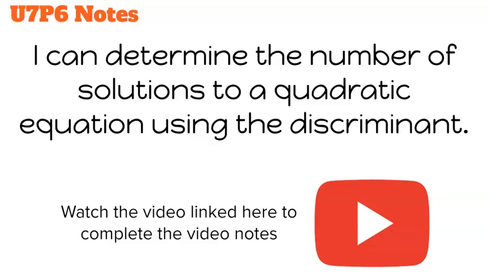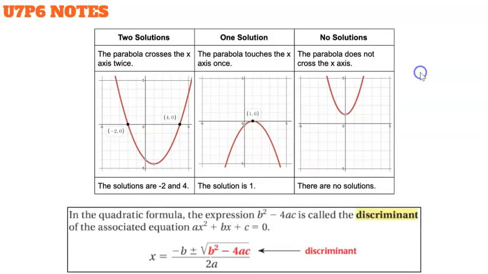Unit 7, Part 6 notes. I can determine the number of solutions to a quadratic equation using the discriminant. So if you did the exploration beforehand, you had a very good refresher about the two solutions, one solution, no solution, and you learned what the discriminant was. So just a refresher there.